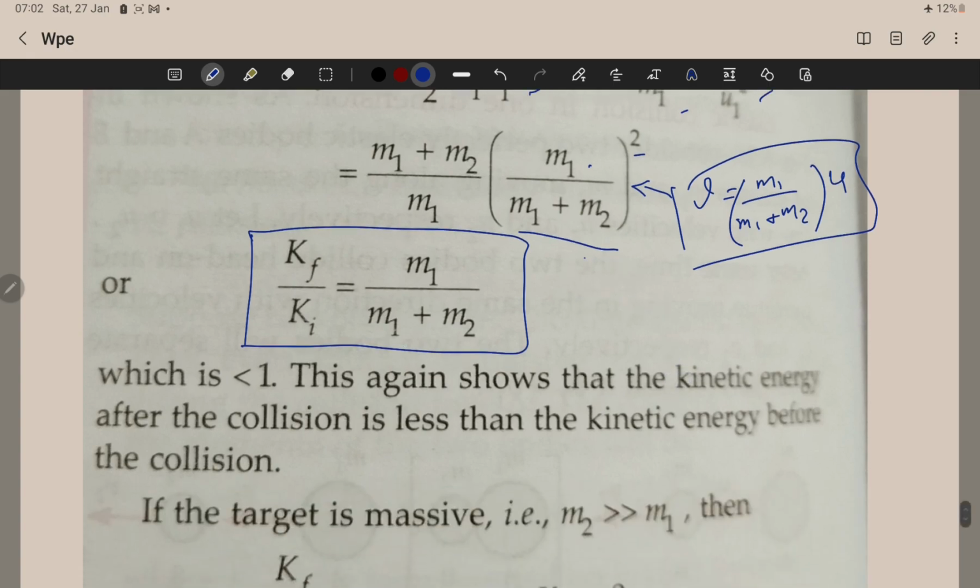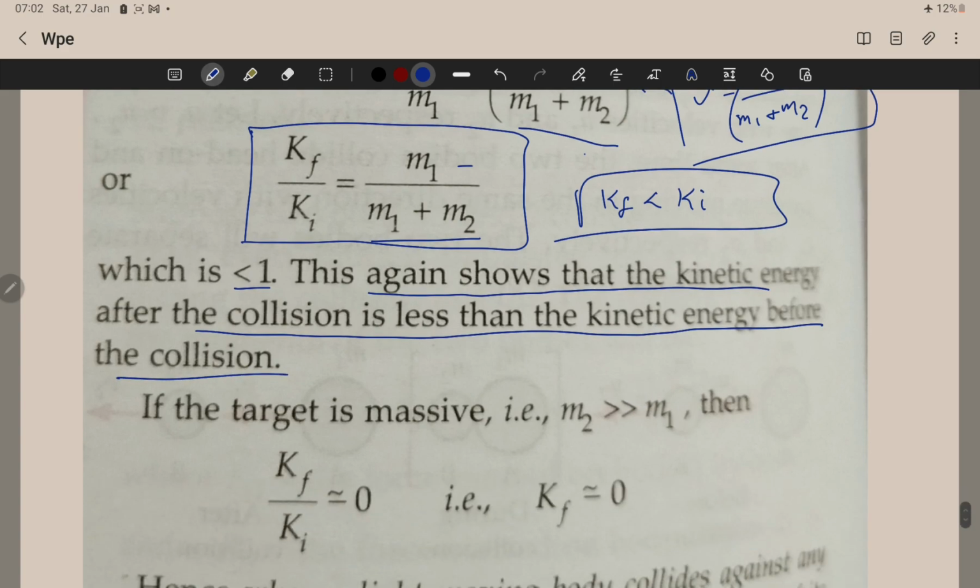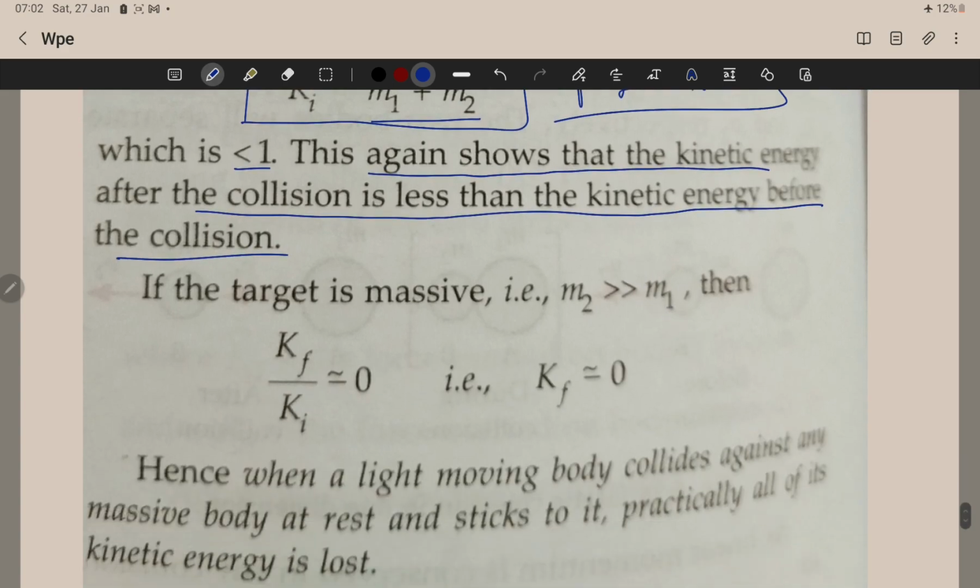And this is less than 1, because m1 + m2 is more than m1. This again shows that the initial kinetic energy is more than the final kinetic energy, that the kinetic energy after the collision is less than the kinetic energy before the collision. So from these two things we can say that there is a loss in kinetic energy.